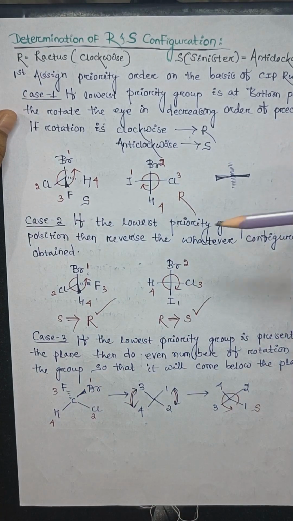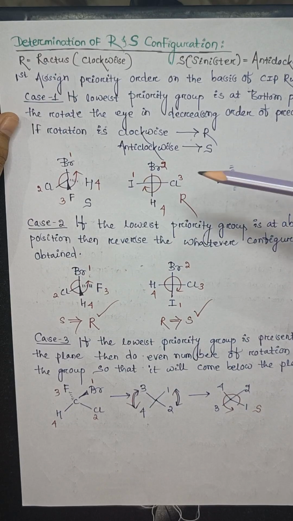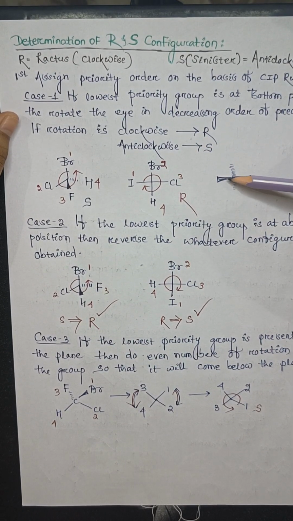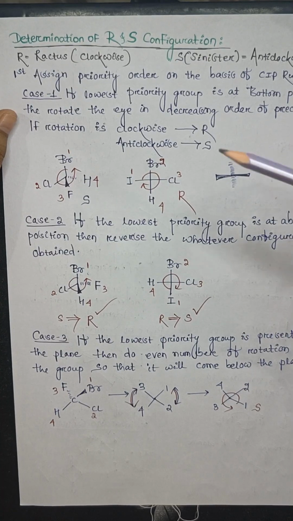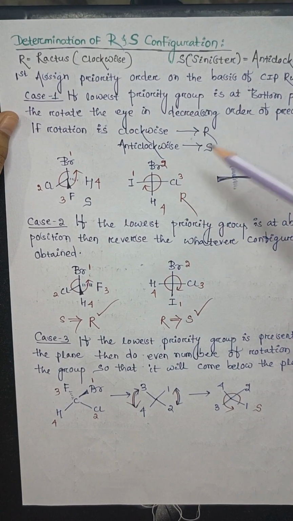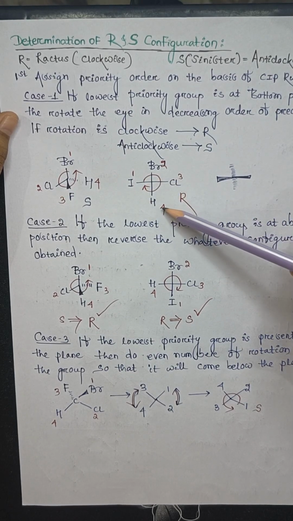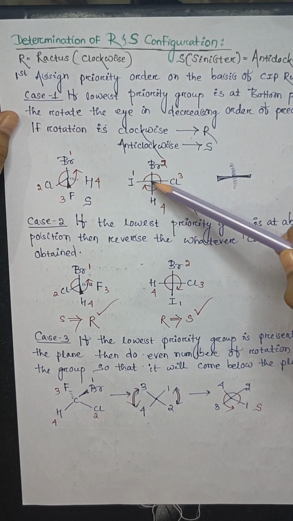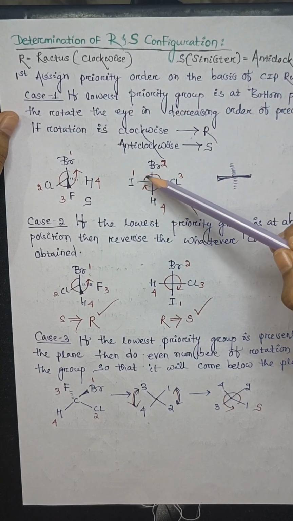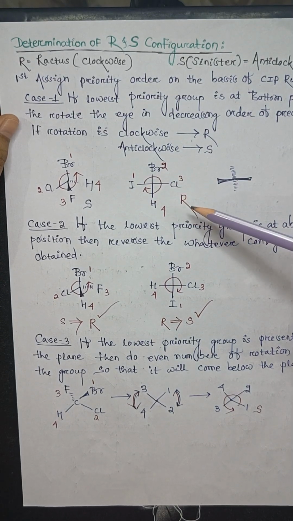Suppose here is an example of Fischer projection. This is the general notation of Fischer projection. That means the vertical line denotes below the plane and the horizontal line denotes above the plane. Suppose here we have to give the priority on the basis of the CIP rule. Iodine will get first, bromine second, chlorine third, then hydrogen is fourth. Since hydrogen is present on the vertical line, that means below or dash, we'll rotate in decreasing order of priority 1 to 3. This is clockwise, that means R.